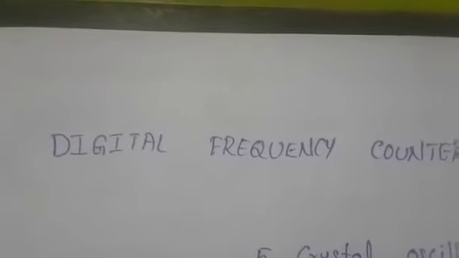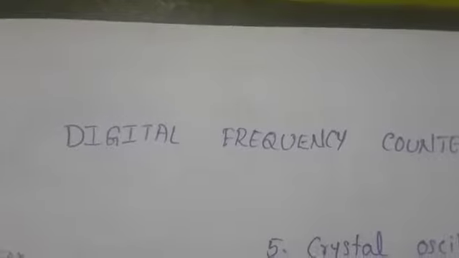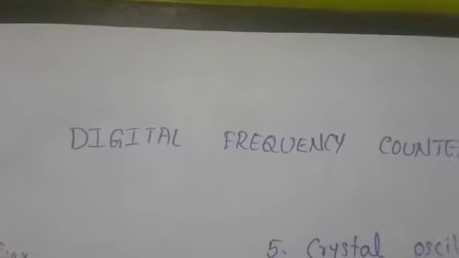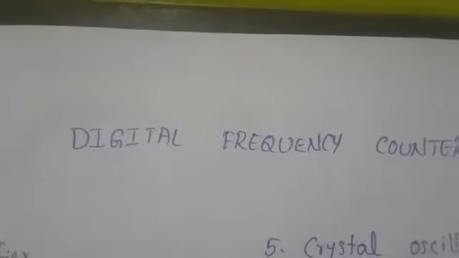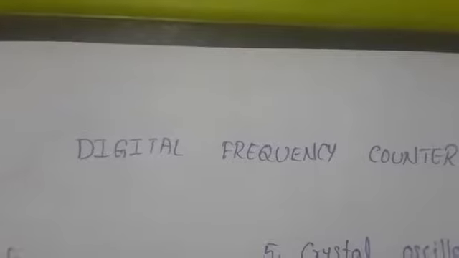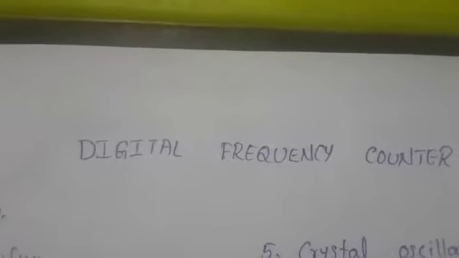A frequency counter measures the number of cycles of oscillations or pulses per second in a periodic electronic signal.